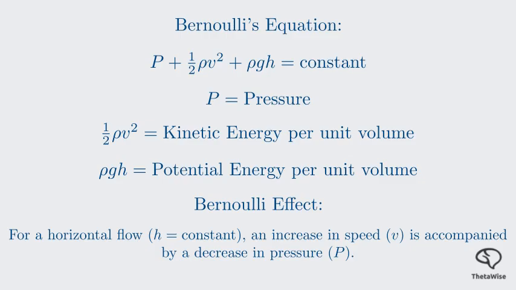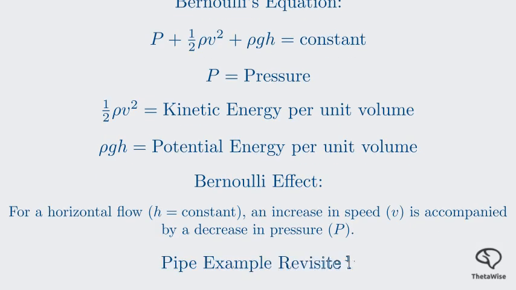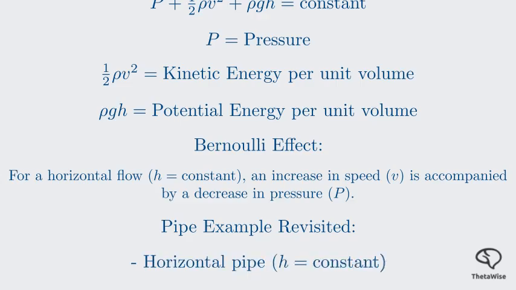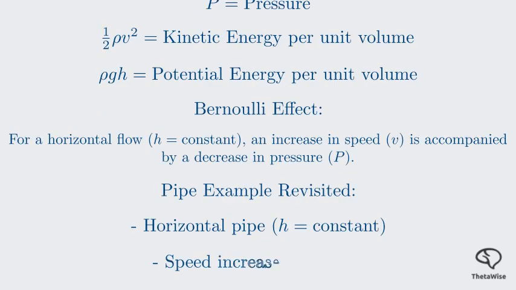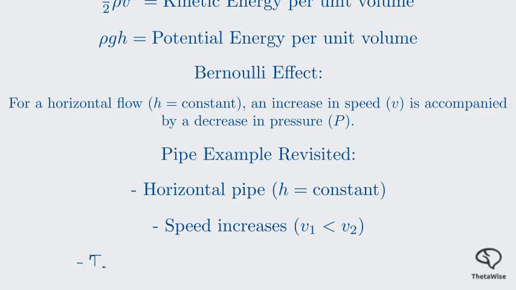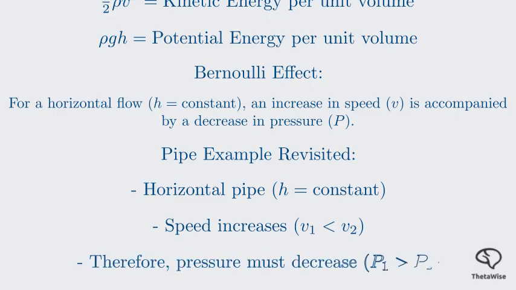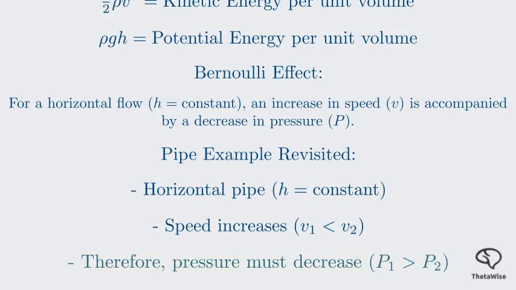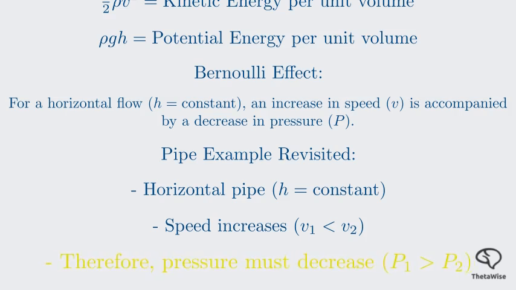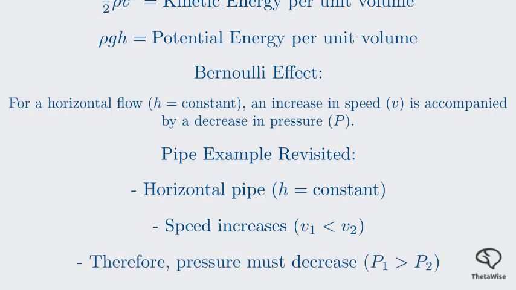Let's apply this to our previous pipe example. We know the water speeds up from 2 meters per second to 18 meters per second. Since the pipe is horizontal, the height h is constant. Therefore, the pressure in the narrower section must be lower than the pressure in the wider section. The increase in kinetic energy comes at the expense of pressure energy. So Bernoulli's equation connects the speed, pressure, and height of a fluid, showing how energy is conserved as it flows. It's a powerful tool for analyzing fluid systems.